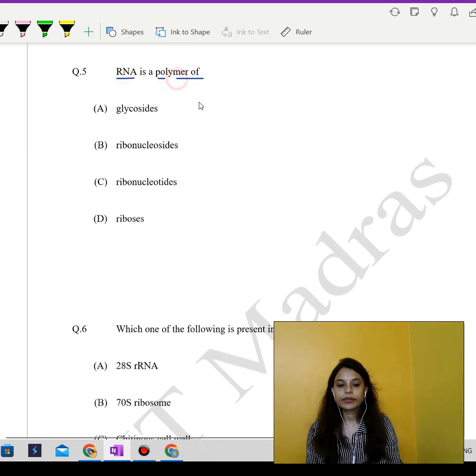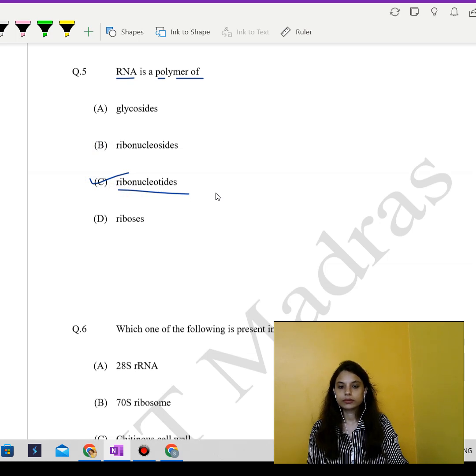RNA is a polymer of what? RNA is a polymer of ribonucleotides, nucleotides. Next is glycosides. Glycosides are a broader class of molecules that include the nucleotides, but also have other structures with different components. Next is ribonucleosides.